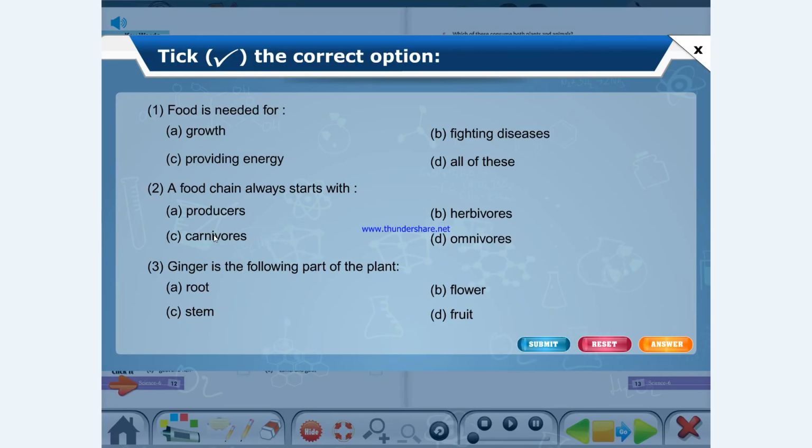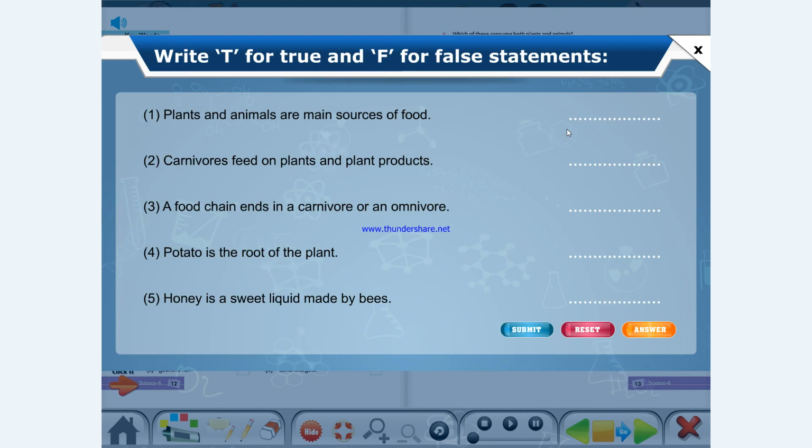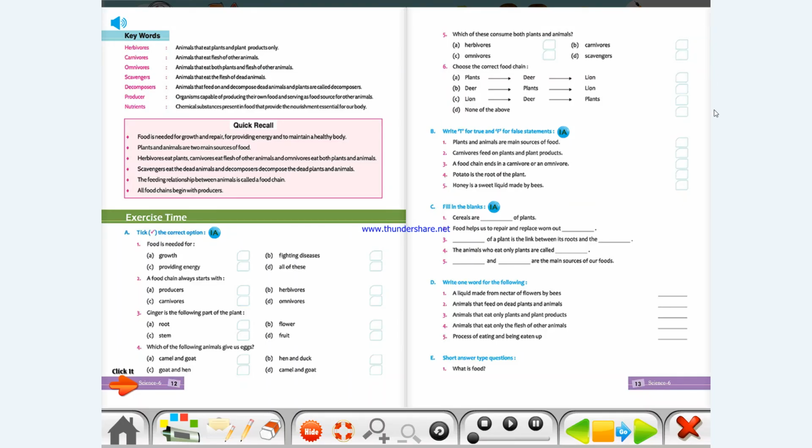Take the correct option. Write T for true and F for false statements. Fill in the blanks.